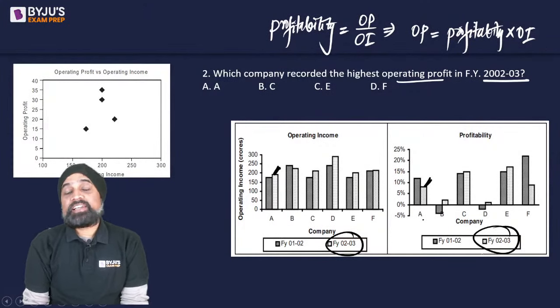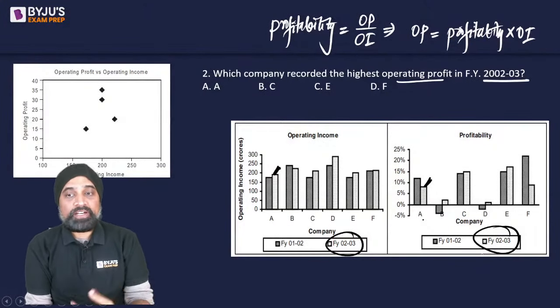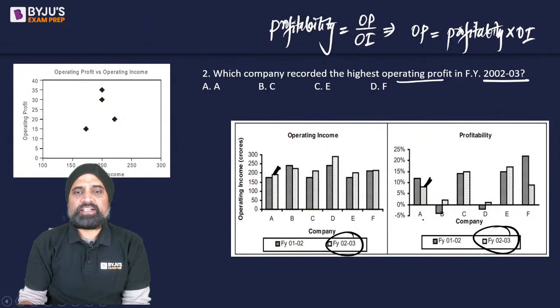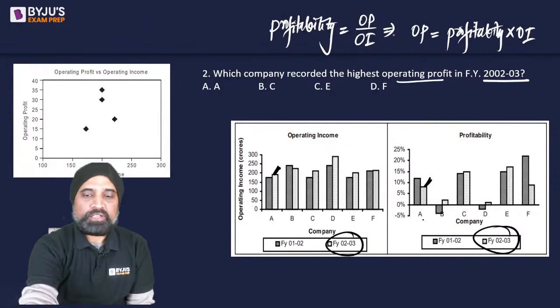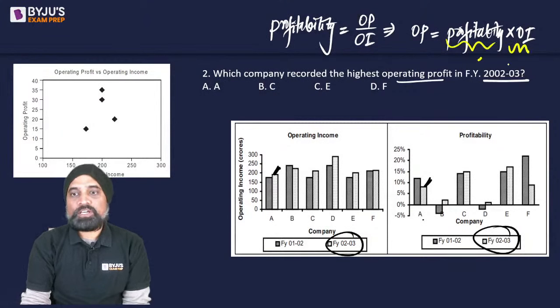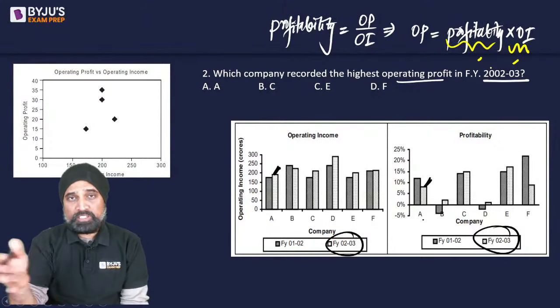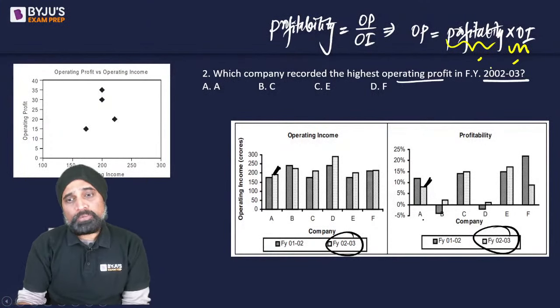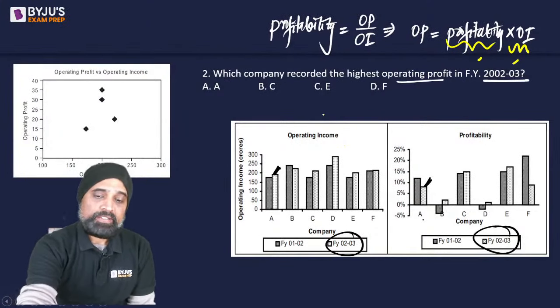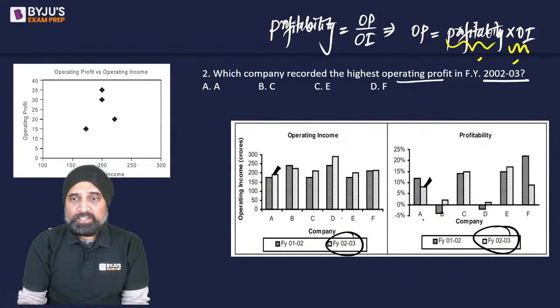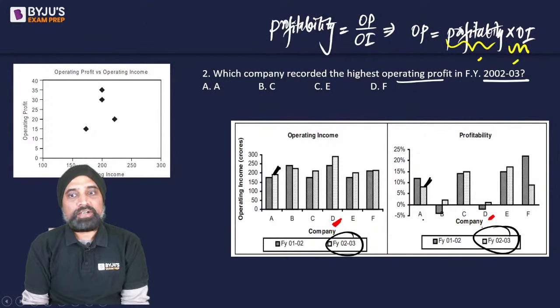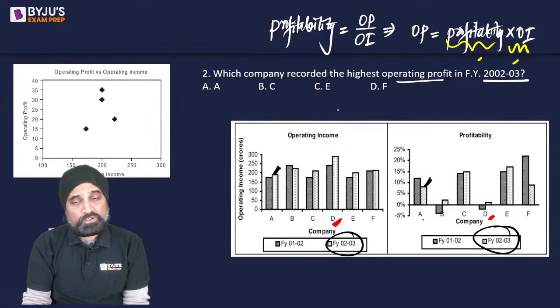Since we need the highest operating profit, should we go ahead and calculate everything? Or is it quite understood that whenever you are multiplying 2 things, if both of them are the largest among their sectors, then their product is also going to be the largest, right? So if I look at it, I can see that D is the highest so far when it comes to operating income, but its profitability is way, way less, right? So this is not going to give us the highest. So D doesn't make sense. Anyways, D is not in the option.